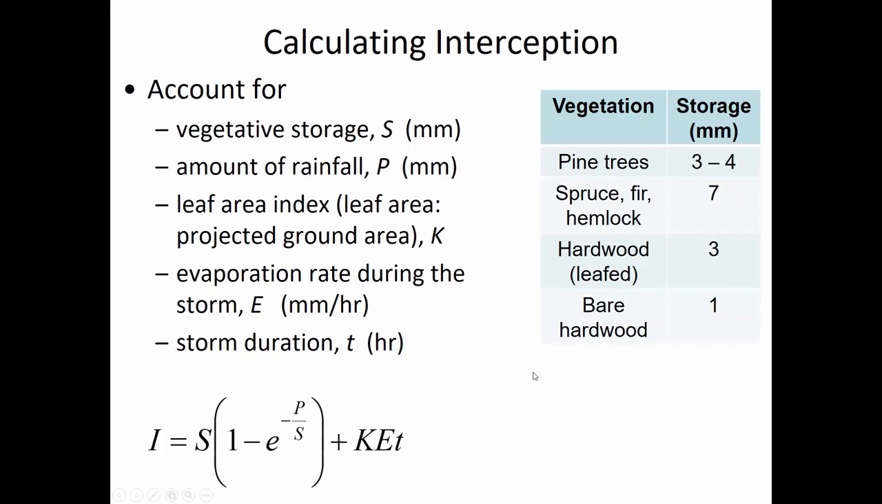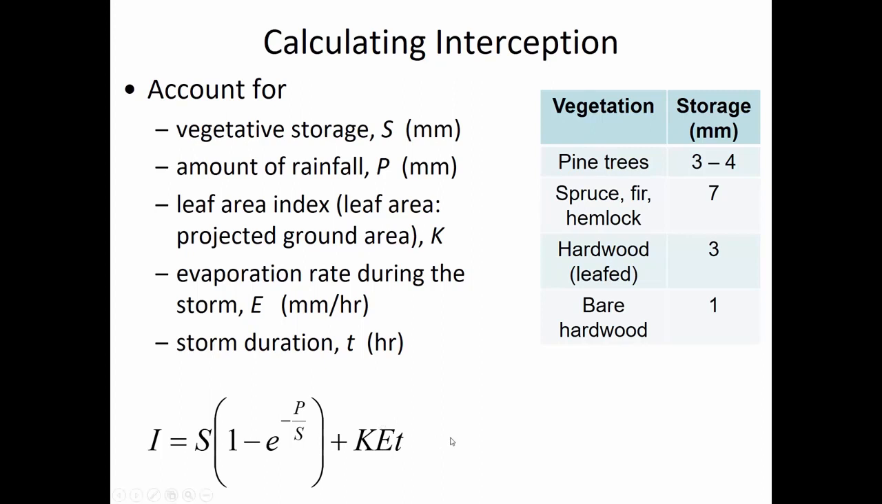One of the empirical formulas in your book that allows you to estimate the interception is shown here on the screen. To apply this, you start off with a storage quantity, S, depending on the species of the tree. And then you look at the amount of rainfall, and this is not an intensity, this is an overall amount. And so you can find out how much interception there is by accounting for the difference between the precipitation and the storage, but then also accounting for what sort of evaporation may have occurred during the storm event.